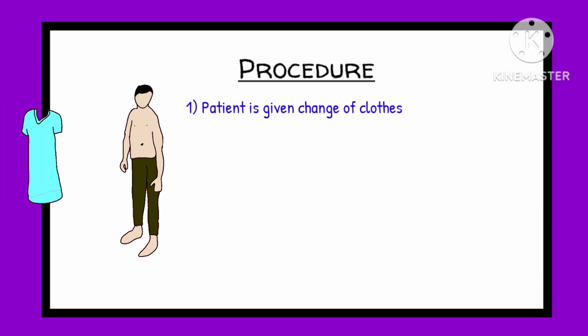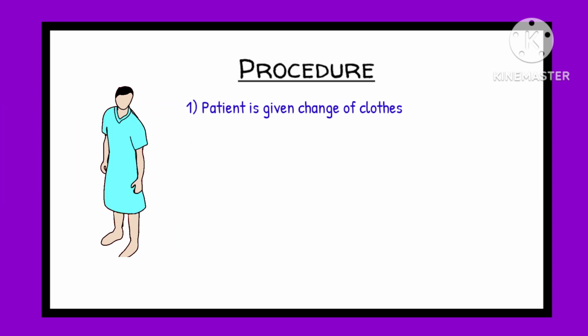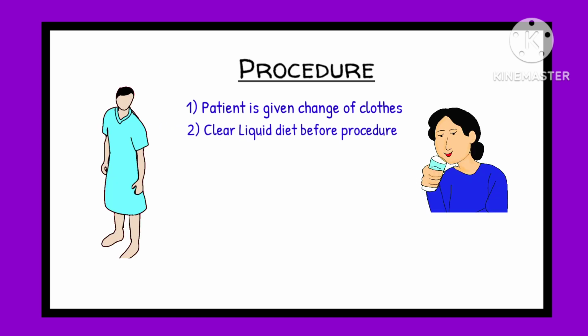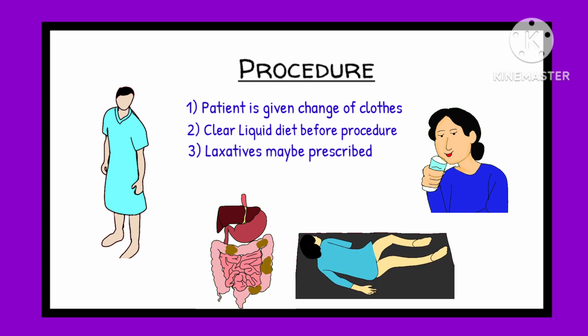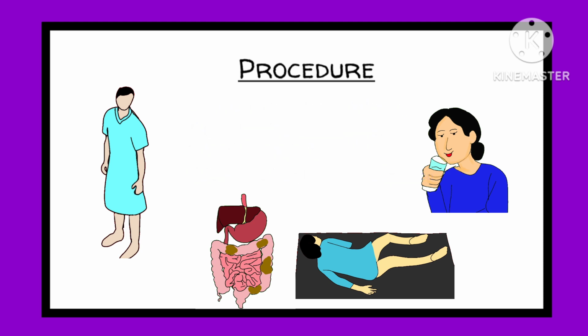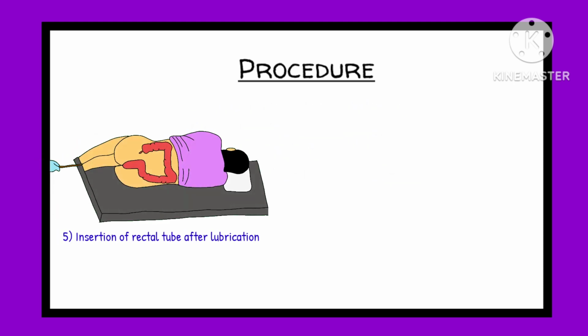Coming to the procedure, the patient is given a change of clothing and told to wear a patient's gown for the procedure. The patient is advised to stay on a clear liquid diet for the whole day before the procedure. Some doctors may prescribe laxatives to clear out the bowel prior to the procedure. The patient will then be placed on their left side with knees bent to facilitate the administration of barium enema into the colon. A rectal tube will be lubricated and inserted into the rectum, and barium sulphate will be administered into the intestine through it.